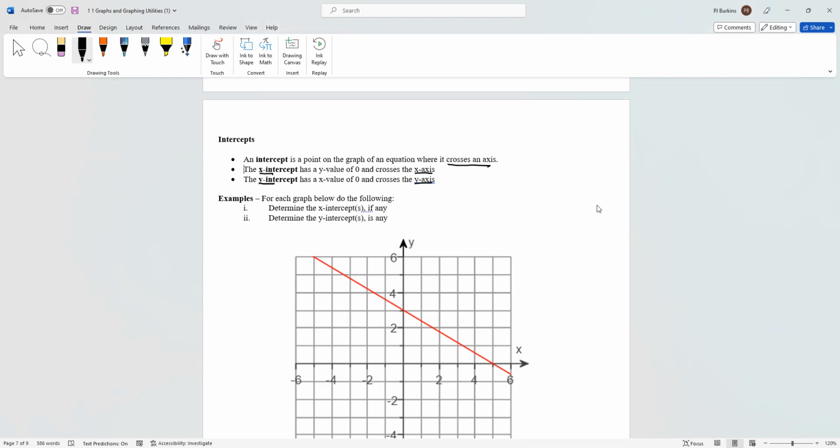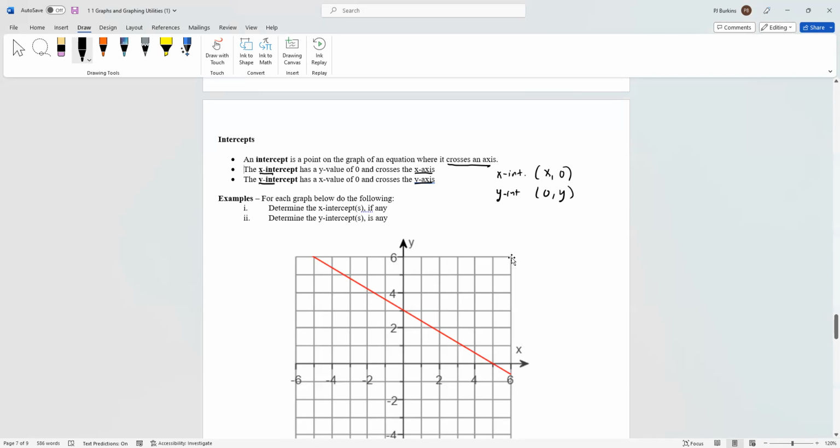Now, the x-intercept is going to be of the form x, 0, because it's on the axis, which means it has no y value. The y-intercept is going to be of the form 0, y, because it's on the y-axis and therefore has no x value.